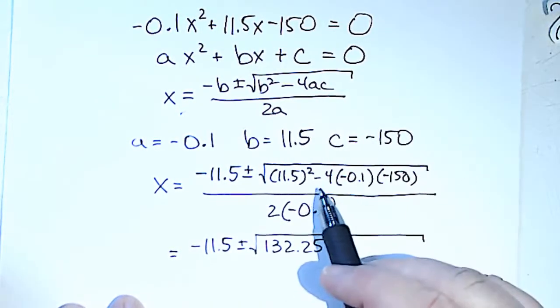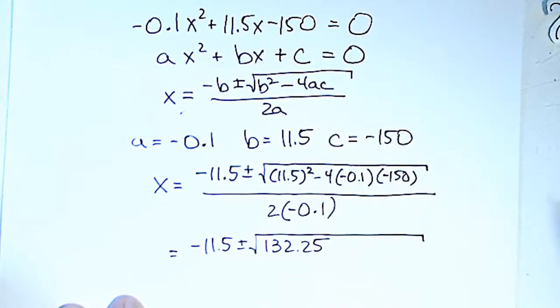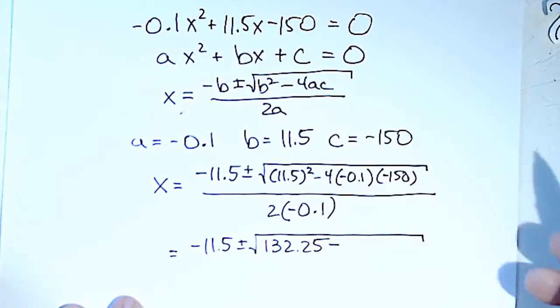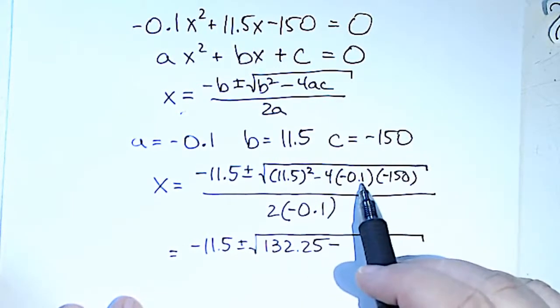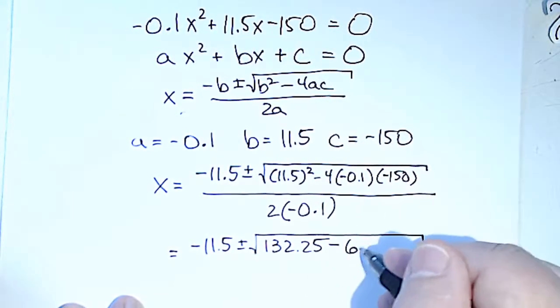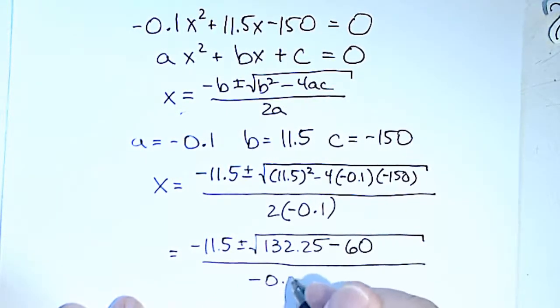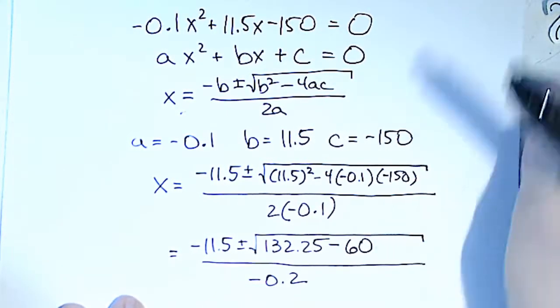The other thing you could do is say, okay, I got a minus and a minus and a minus. So I got 3 minuses all multiplied together. That's going to give me a negative. And then you could just multiply the numbers. 4 times 0.1 times 150 gives you 60, all over negative 0.2.